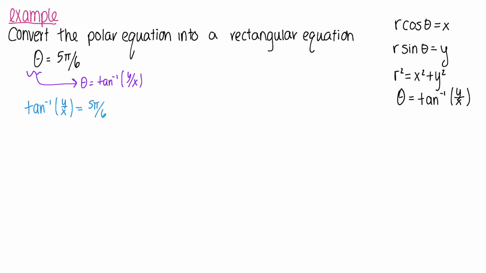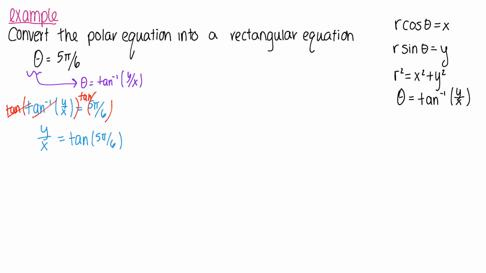However, while there's no r's or thetas in here, there is still some trig in here, and we kind of want that to go away. To undo tan inverse, we could take tangent of both sides. And that will undo the tangent over here, allowing us to have y over x is equal to tan of 5 pi over 6. And this is a value we can actually find.